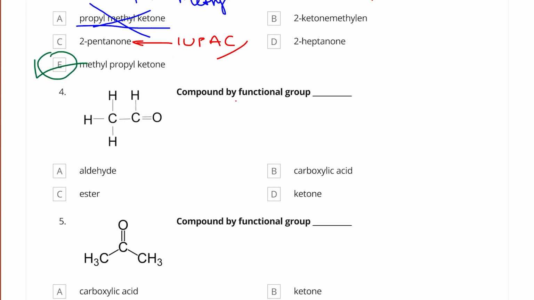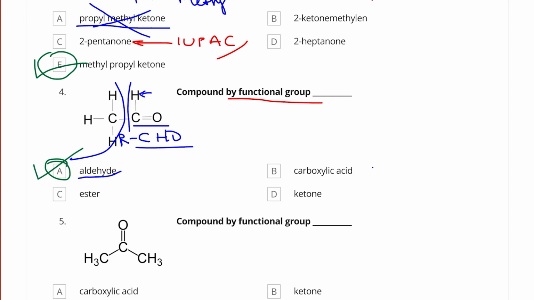Continuing question 4, compound by functional group. Which functional group is carried by the compound? And as you see, we have a carbonyl group. Thus, we have to think of the carbonyl group compounds. And if there is a hydrogen attached to the carbonyl carbon, which makes it the CHO, and this is our R, this is an aldehyde. This is an aldehyde.